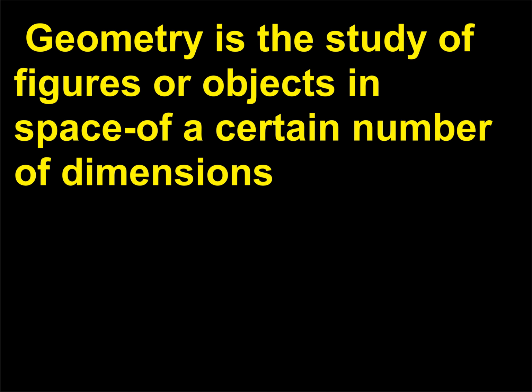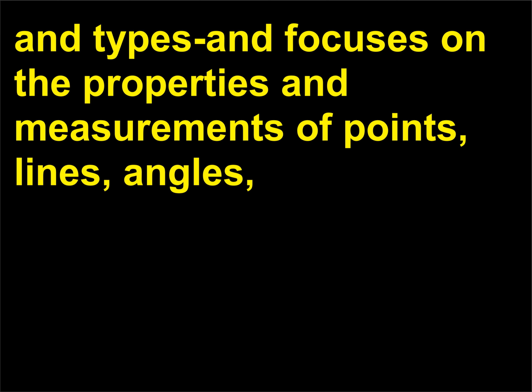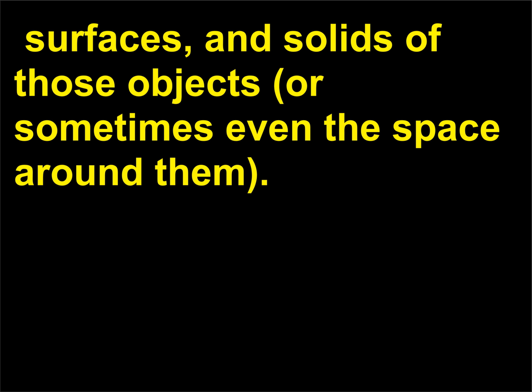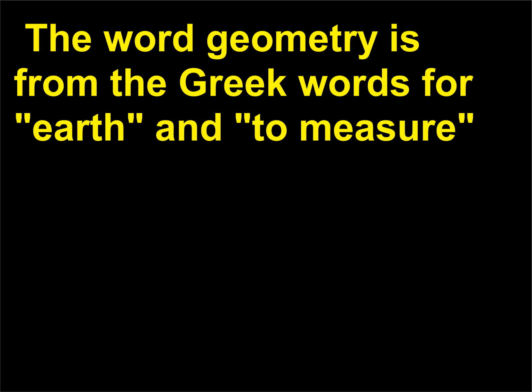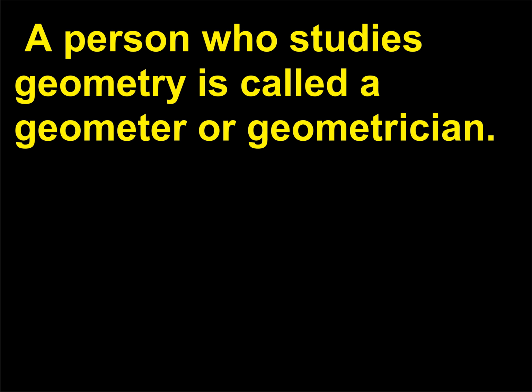Geometry is the study of figures or objects in space of a certain number of dimensions and types, and focuses on the properties and measurements of points, lines, angles, surfaces, and solids of those objects, or sometimes even the space around them. The word geometry is from the Greek words for earth and to measure. Geometria, broken down into ge and metrion, respectively. A person who studies geometry is called a geometer or geometrician.